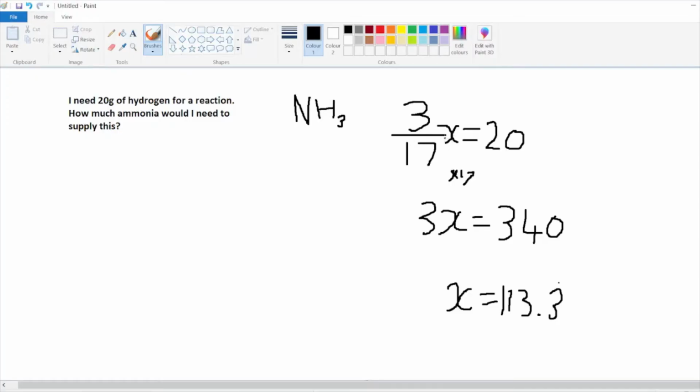You could also do it as a ratio. So if we know that 3/17 is 20, we can work out 1/17 to be 6.6 recurring, and then times that by 17 to get your answer. You do it as a ratio like that.